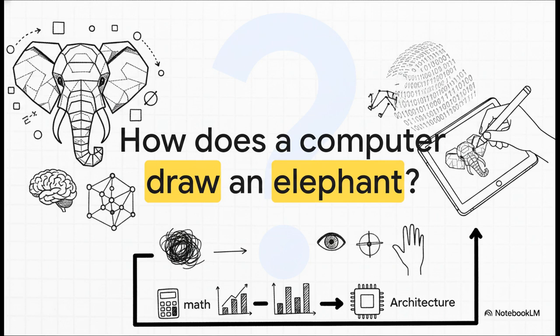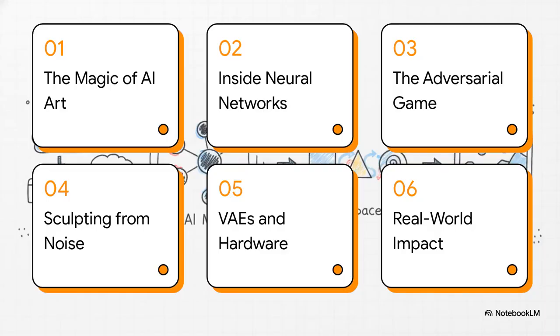Think about it. How does a machine without eyes or hands turn a simple prompt into a masterpiece? Or in our case, how does a computer draw an elephant? It doesn't hold a paintbrush, and it certainly doesn't have a visual memory like we do. As you'll see, it all comes down to math, massive amounts of data, and some incredibly clever architecture. To figure that out, we're going to step inside the AI Artist Studio.